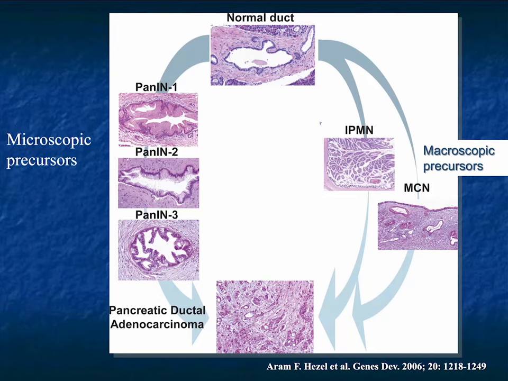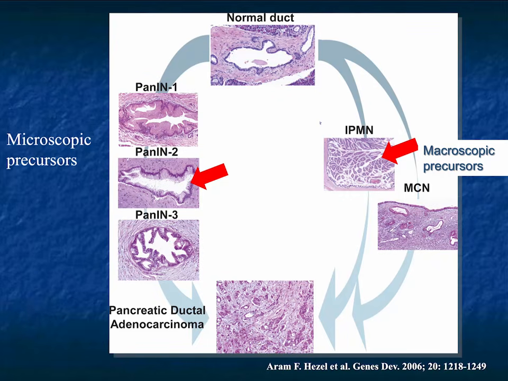So when you look at this, this was a good article from a while back. You see a normal duct, and then we talk about PanINs. And PanIN is one of the precursors, though infrequent, of pancreatic ductal adenocarcinoma. And we also talk about IPMNs and MCNs as macroscopic precursors. So again, it's this idea about maybe you don't have a tumor today, but what's going to happen in the future?